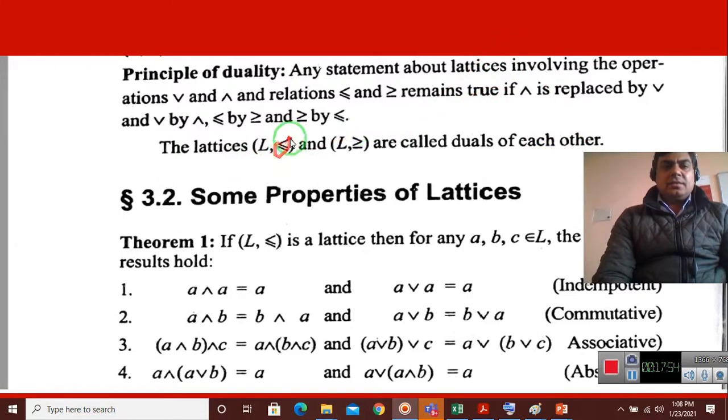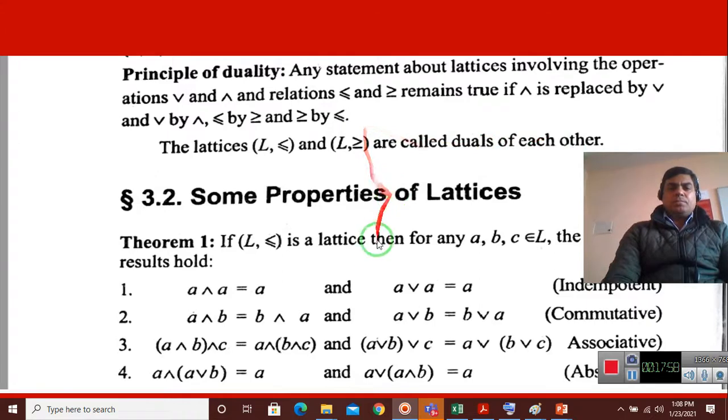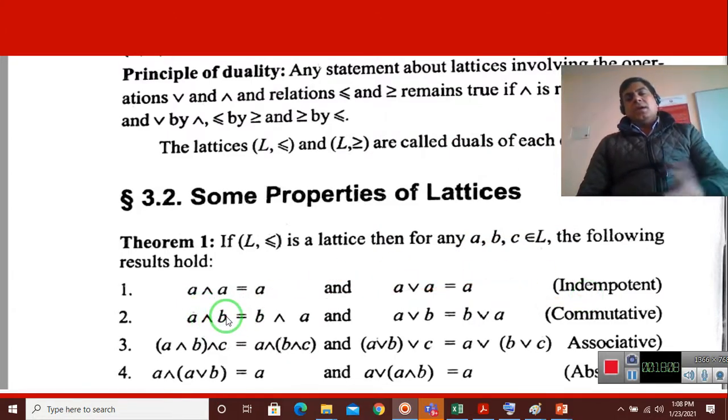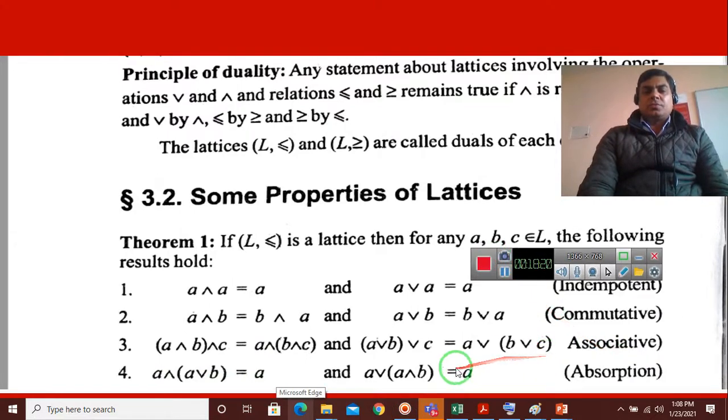So the lattice this and this are also called the dual of each other. These are the relations, these are the rules: if we are using the same element, they are called idempotent. If AB and BA have the same result, they are commutative. If we are working with the commutative property with 3 variables, they are called associative, and this is called absorption law. Absorption law.